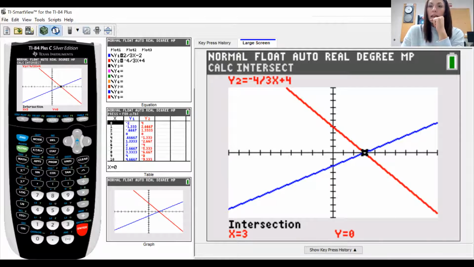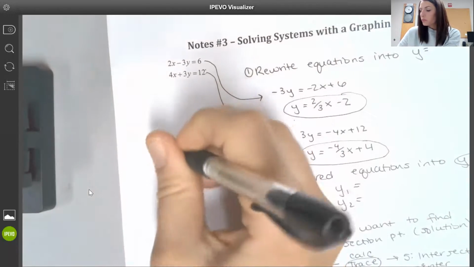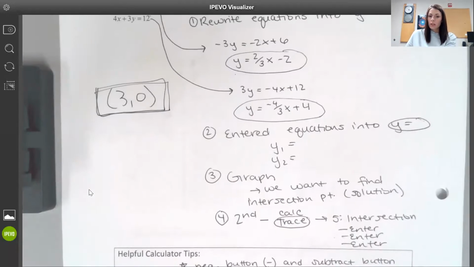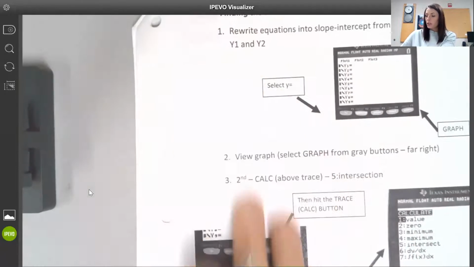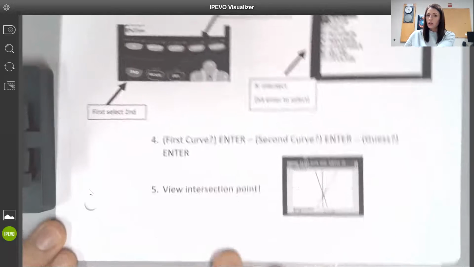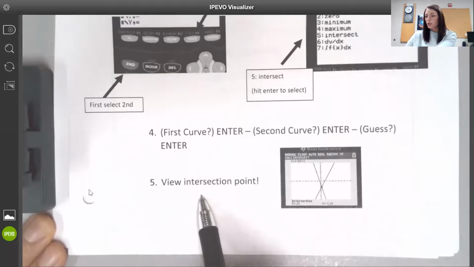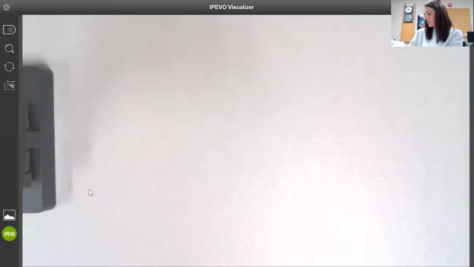Okay, so I can go back. All right, I can go back and say, well, the solution to this system is 3, 0, and the calculator found it for me. Okay, so we're gonna practice this a few more times. The next page just redoes the instructions again, okay, including going first curve, enter, second curve, enter, guess, enter, boom, there's my intersection point.